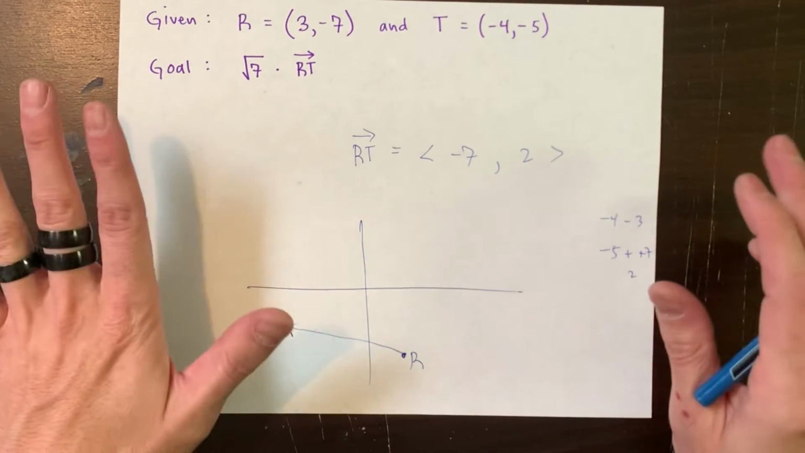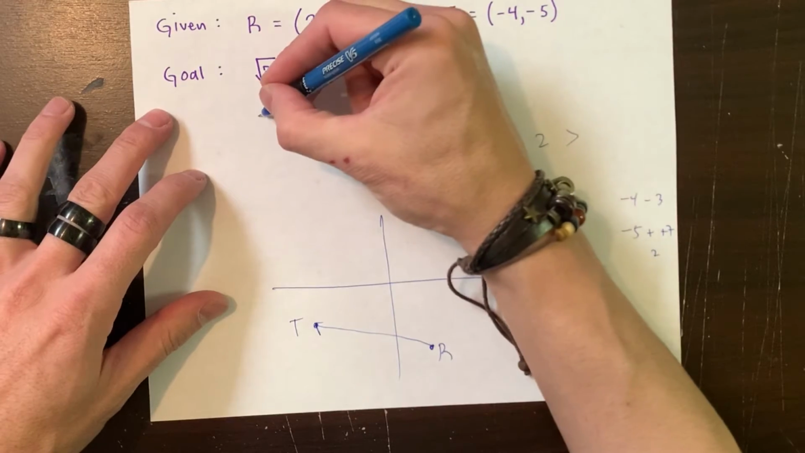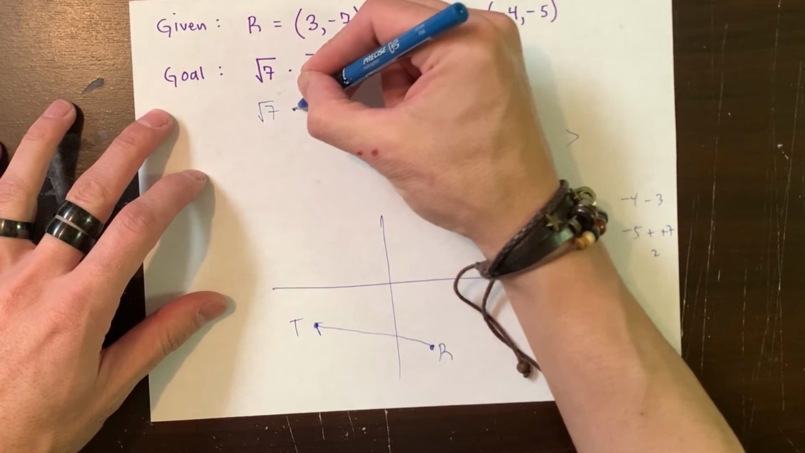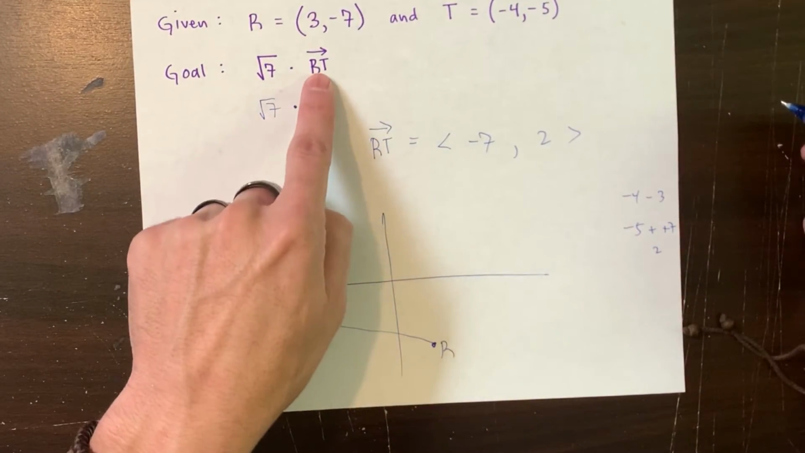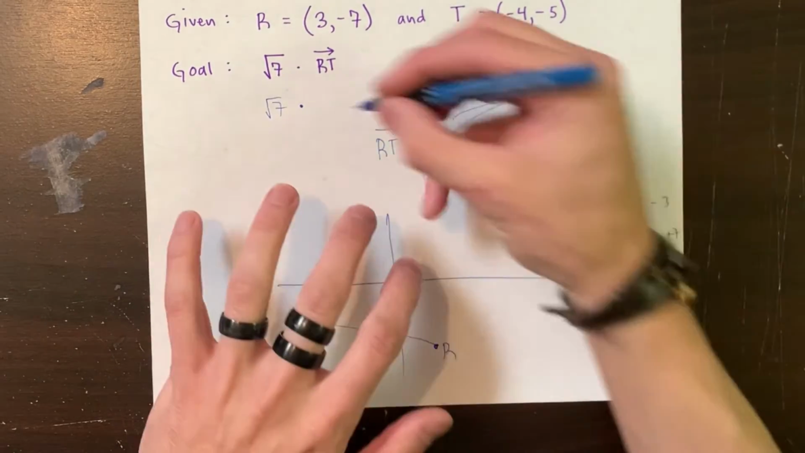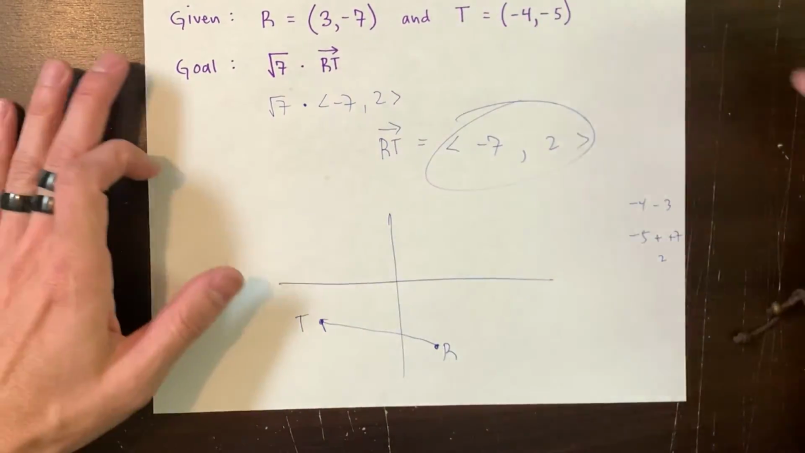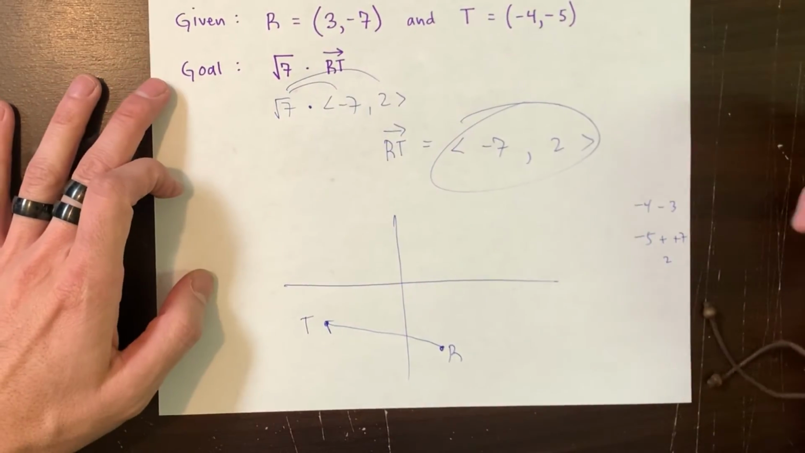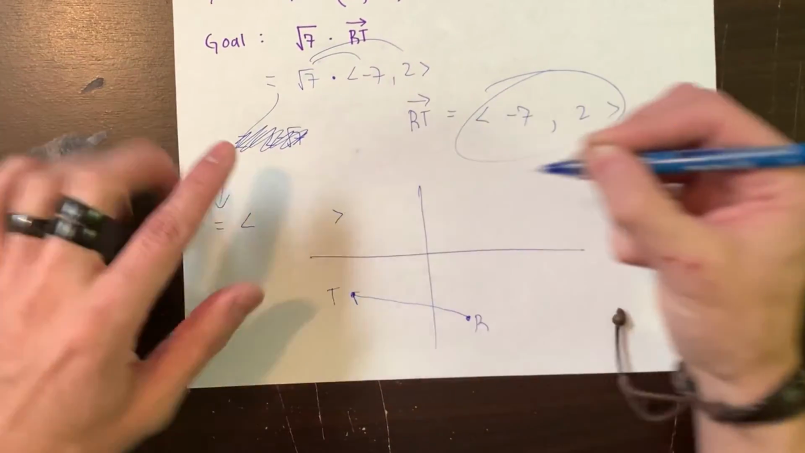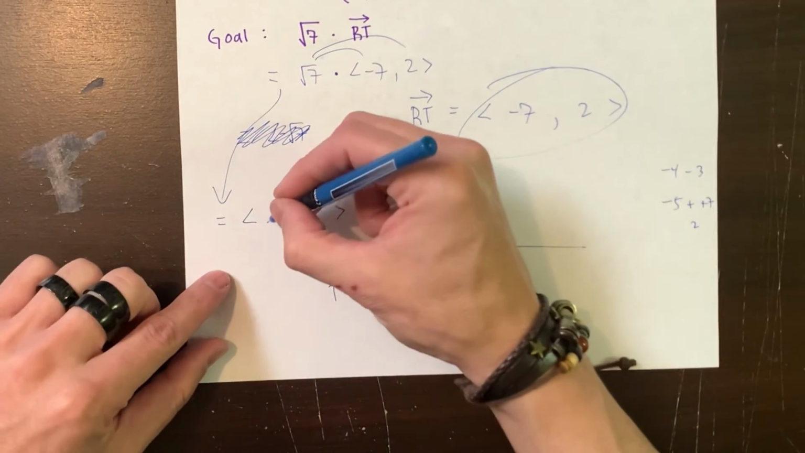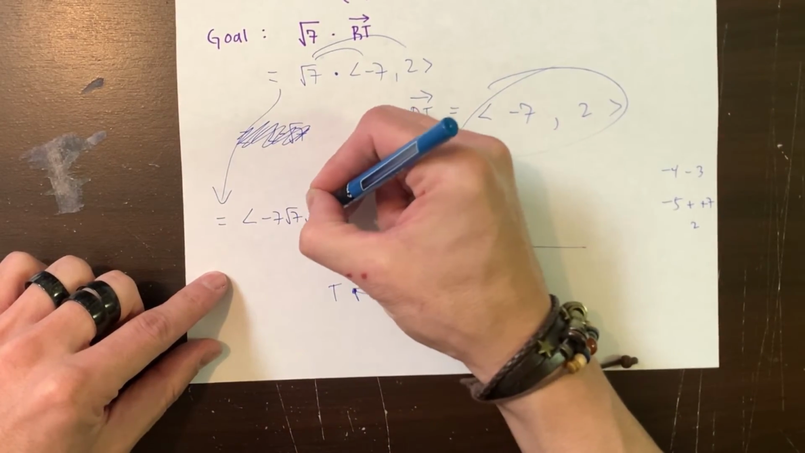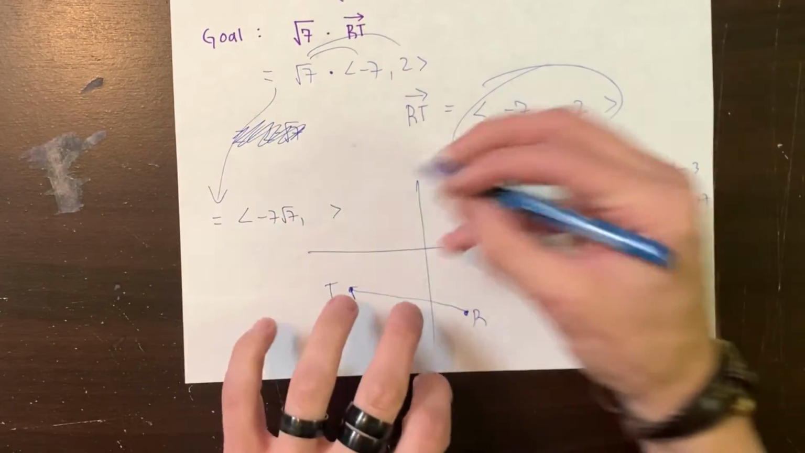And now, but we're not done, right? That's just RT. This is square root 7 times, so what's RT? That there. And then you remember the distributive property? You just distribute if you want. So this would be negative 7 square root 7. And it would be 2 square root 7.